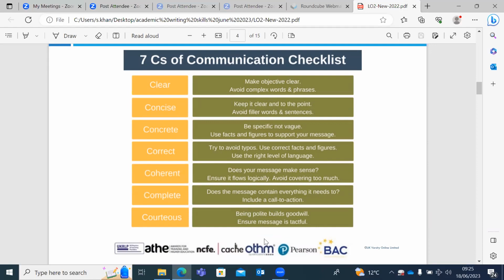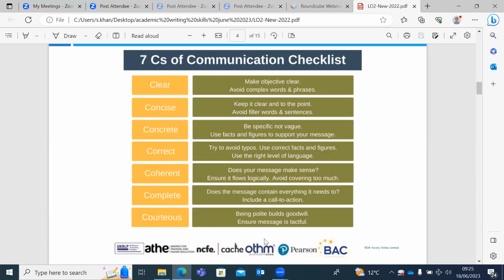Coherent: does the message make sense? Ensure it flows logically and avoid covering too much, so answer what you are being asked rather than going over and above. Complete: does the message contain everything it needs to? Include a call to action. And courteous: being polite builds goodwill. Ensure the message is tactful.